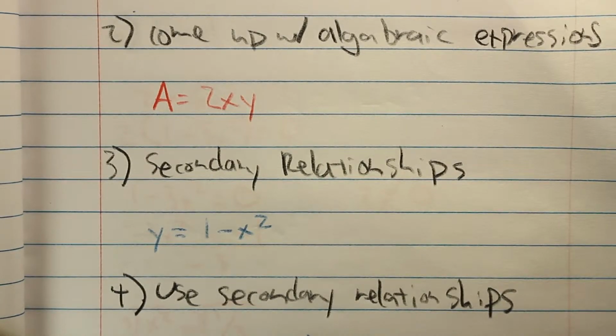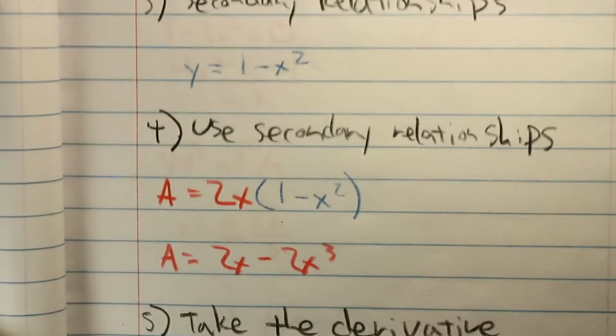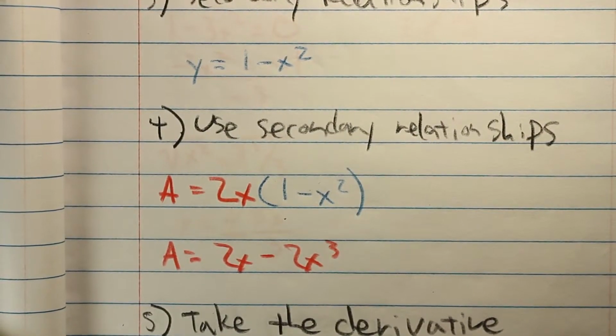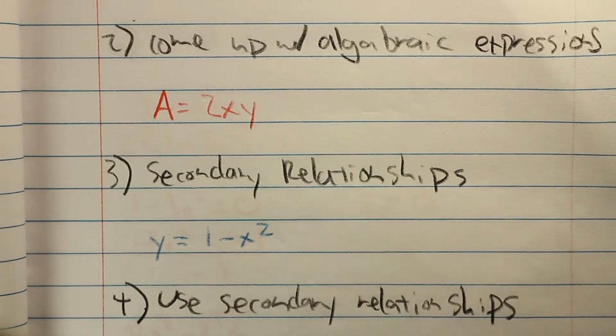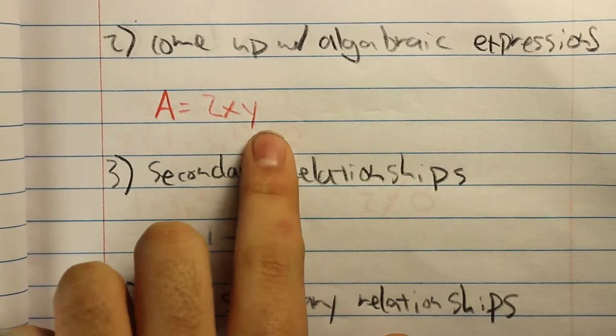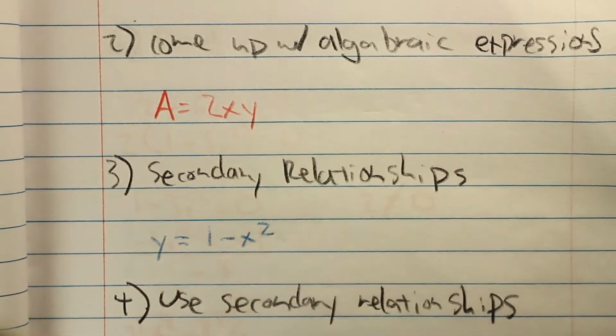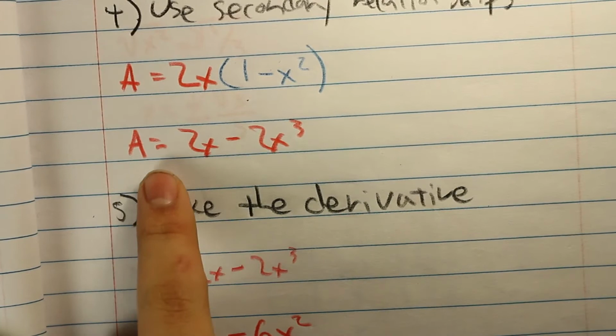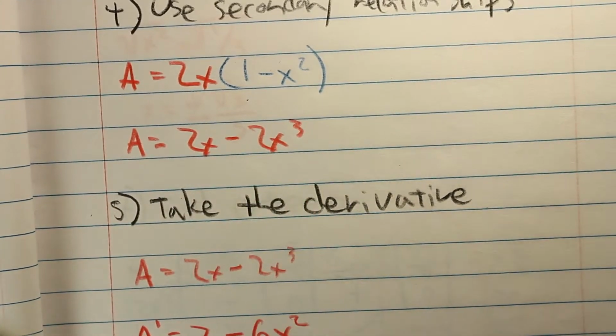Thirdly, we need to find the secondary relationships so that we can solve for the equation with a single variable rather than multiple variables. In this case, using the actual function of the parabola y equals 1 minus x squared is quite appropriate. From there on, we can use that secondary relationship and plug it back into the original algebraic expression. So we will be plugging in y equals 1 minus x squared into the y from area equals 2xy. In doing so, you would get A equals 2x minus 2x to the third.